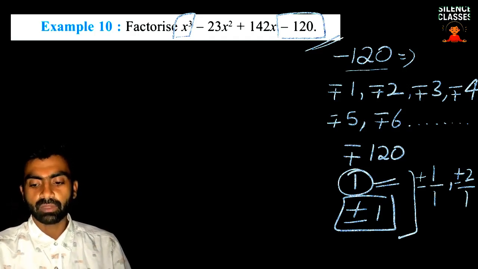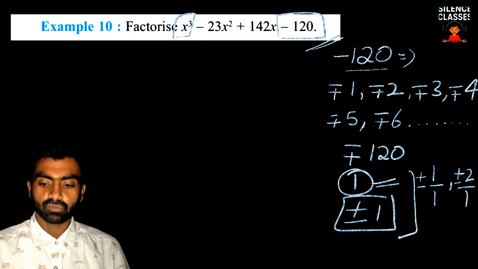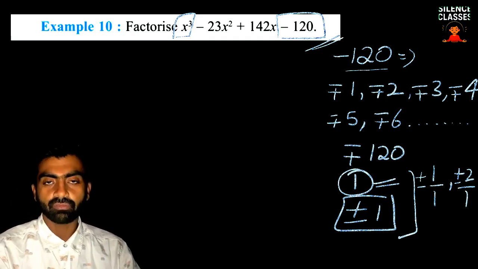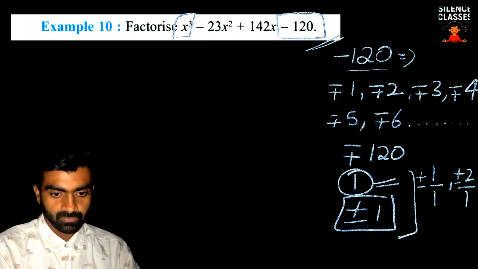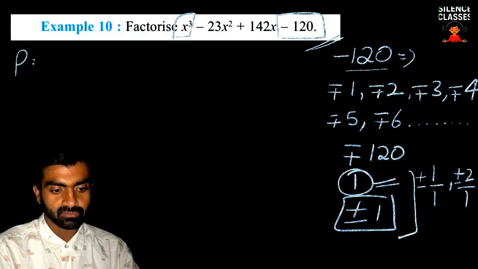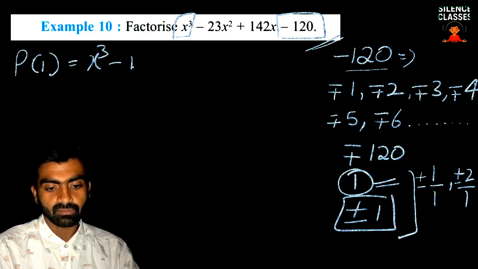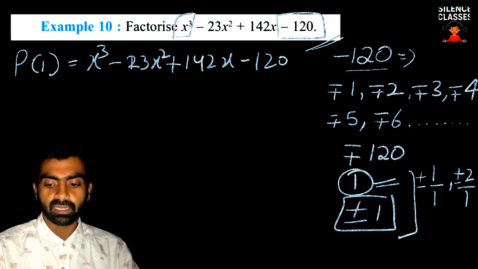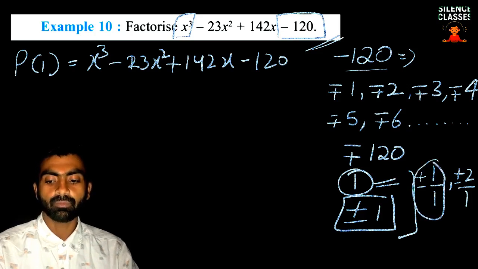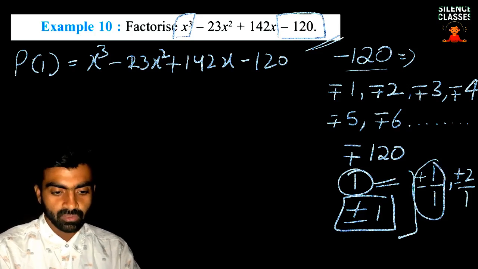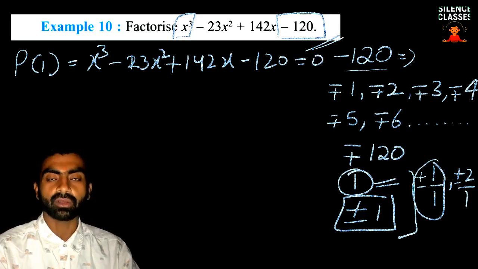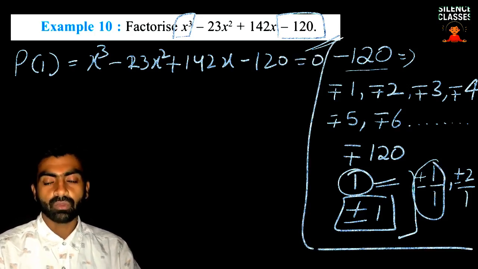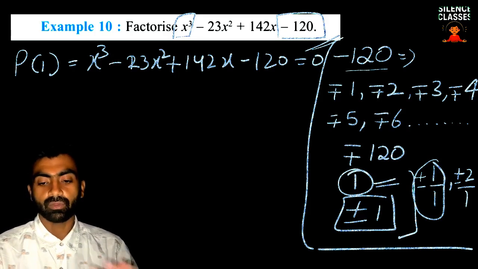1 upon 1 means 1, so in place of x we will write 1. So P(x), or we can say P(1), is equal to x cube minus 23x square plus 142x minus 120. First I will write plus 1 and check whether it becomes 0 or not. I hope you guys understood how we are doing it.